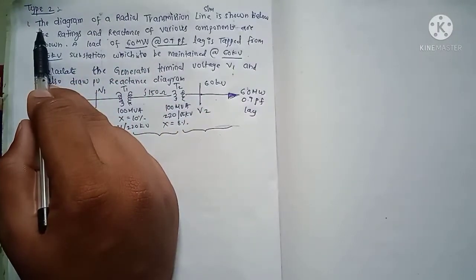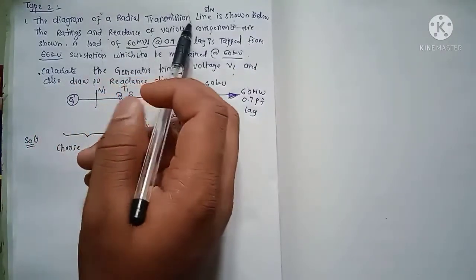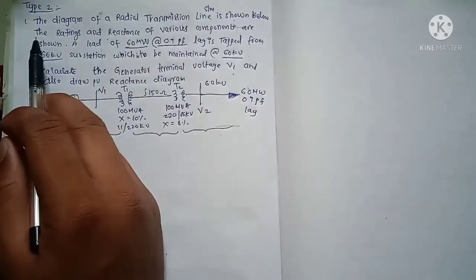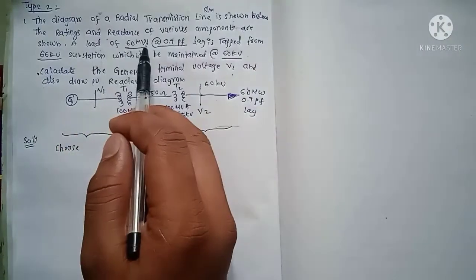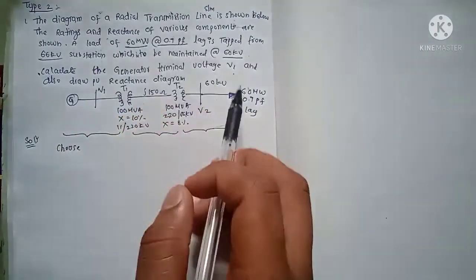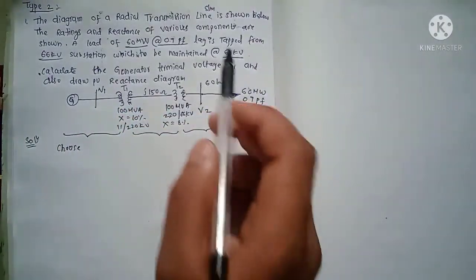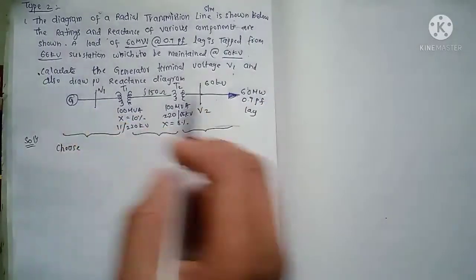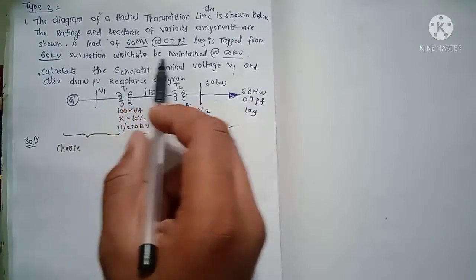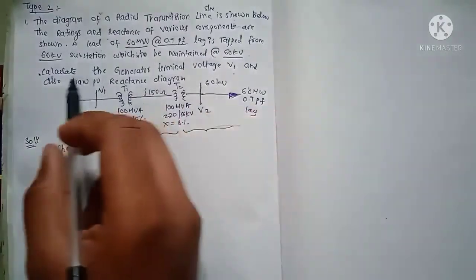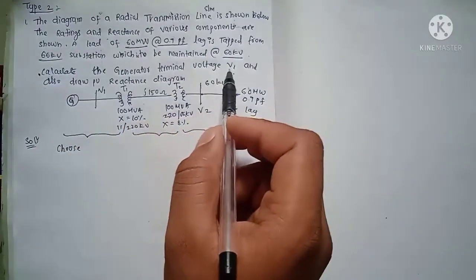The question is given over here. The diagram of a radial transmission line system is shown below. The ratings and the reactances of various components are shown. A load of 60 megawatt at 0.9 power factor, a static load, is tapped from the 66 kilovolt bus bar, which is to be maintained at 60 kilovolt. Calculate the generator terminal voltage V1.